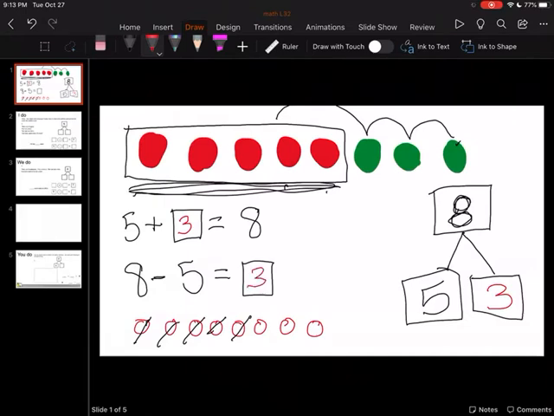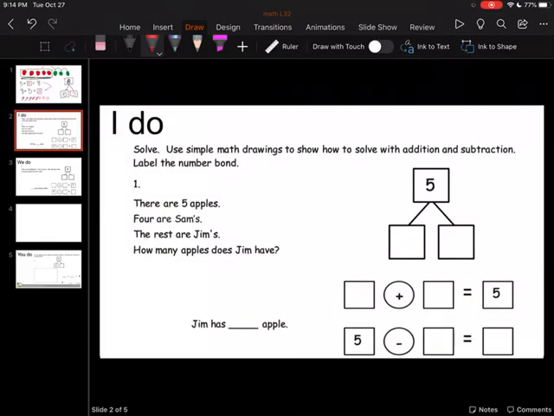So we can use addition and subtraction to help us solve these problems. It's a great way to check your work, because when you have number sentences like these ones, you should be getting the same answer in those boxes. All right? Let's do another one to help us.